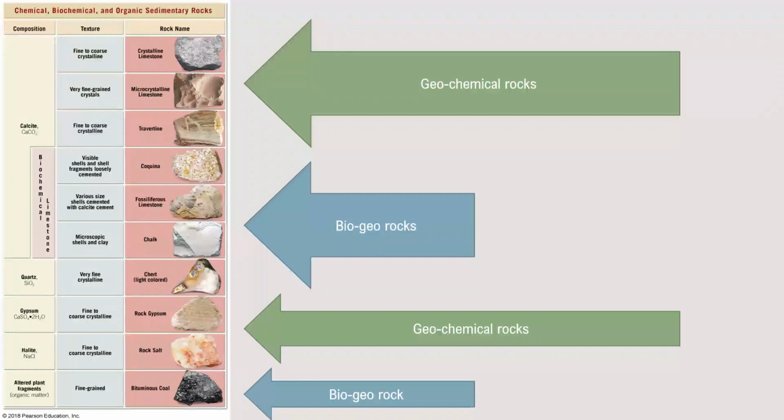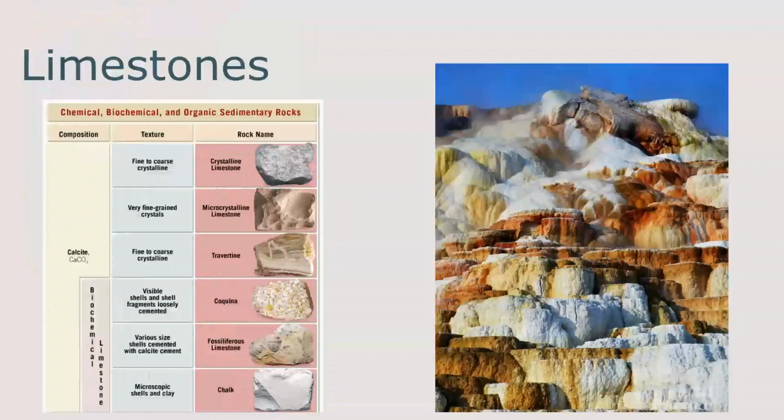Now, most of the biogeochemical rocks are limestone, so let's start there. Limestone is made of calcite or calcium carbonate, depending on whether you're talking about a geochemical rock that formed from the mineral calcite or a biogeochemical rock that formed from the calcium carbonate shells of animals. Tomato, tomato. Anyway, when we talk about limestone, we are either talking about biogenic, that biogeo stuff, or calcite limestone.